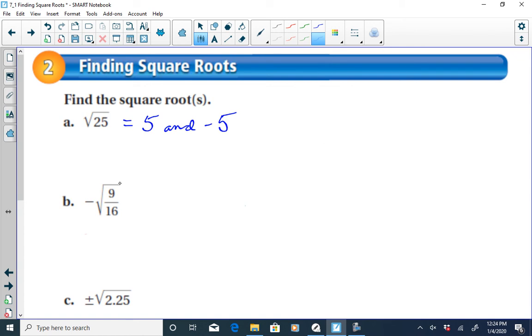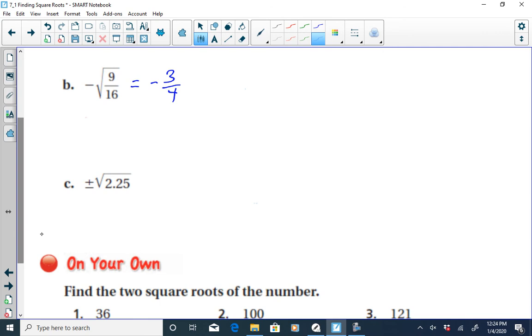If we're looking at the square root of 9/16, I know that the square root of 9 is 3, the square root of 16 is 4. We want the opposite of the square root, so that would be the opposite of 3/4, because the square root of 9 is 3, square root of 16 is going to be 4.